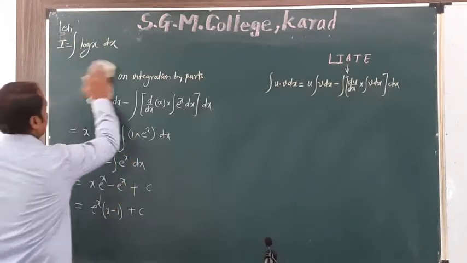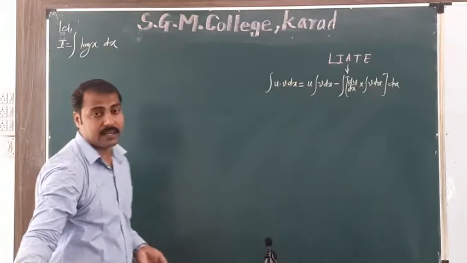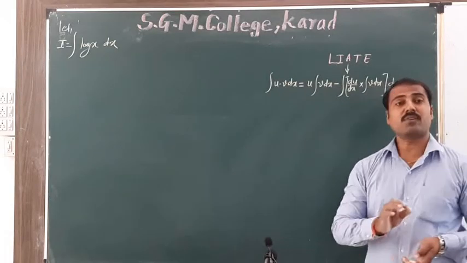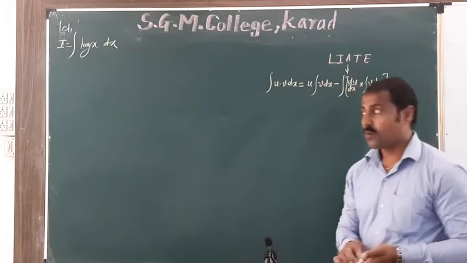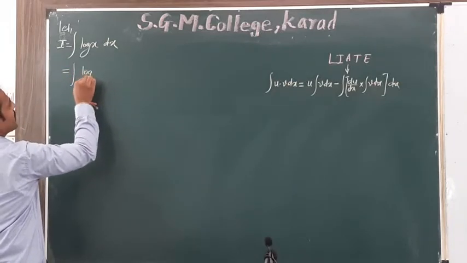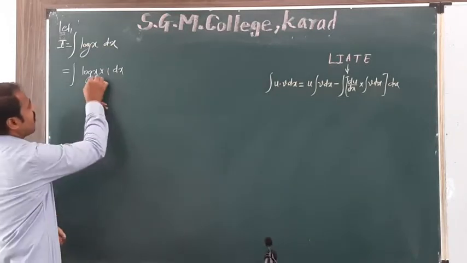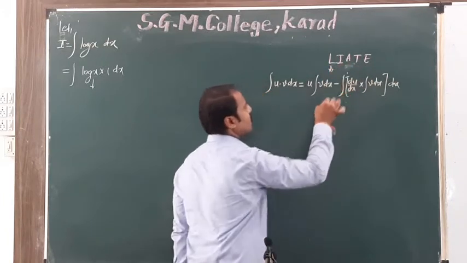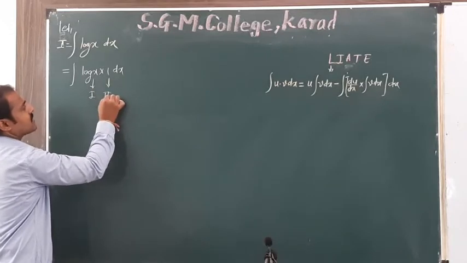Now here the second function is not given in the integrand. And we know the point, if the second function is not given in logarithmic and inverse functions, take the second function as 1. So I can write this as integration of log x into 1 dx. Here log is a logarithmic function and it comes first. So the first function is our logarithmic function and 1 is our second function.